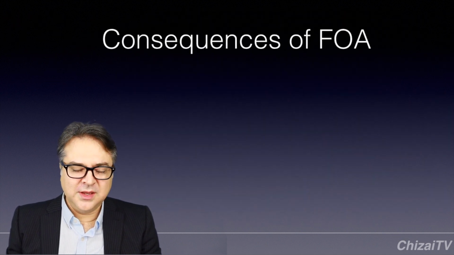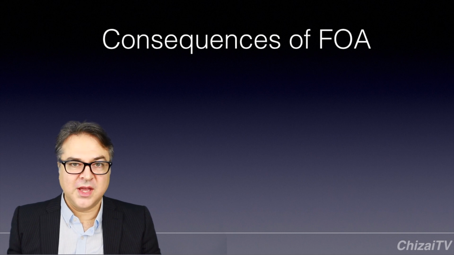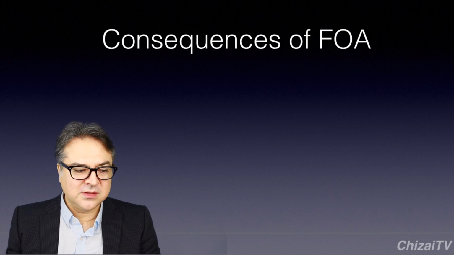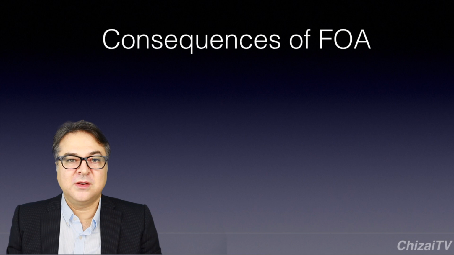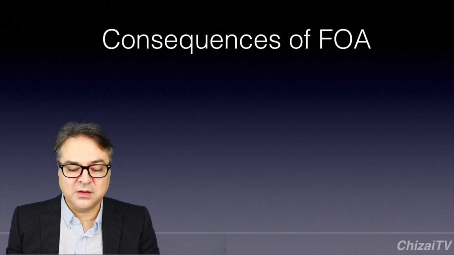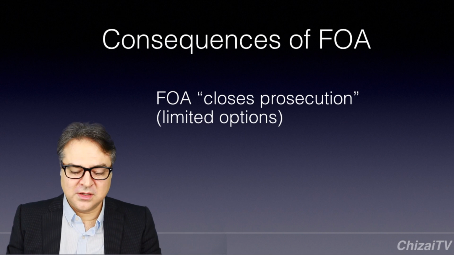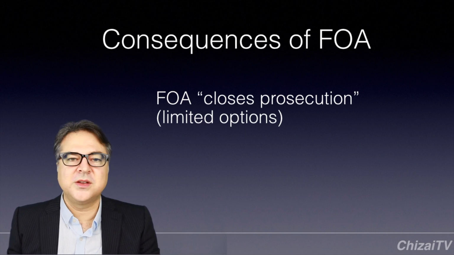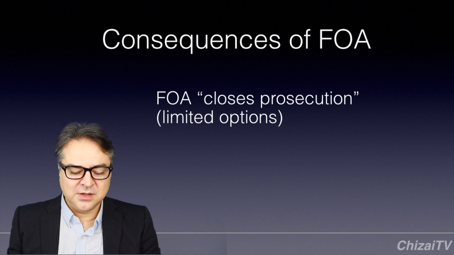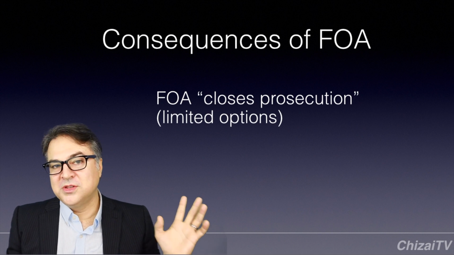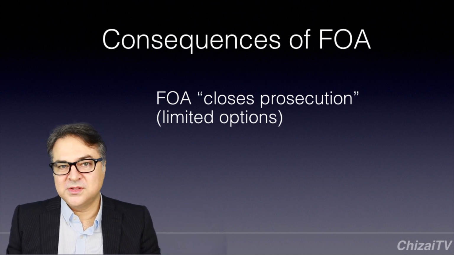Alright. So what if you get a final office action? Final office actions we can avoid them sometimes, but we can't always avoid them. So you will get final office actions. And what a final office action does is it's called closing prosecution. Closing prosecution basically means prosecution's done, you have limited options now.